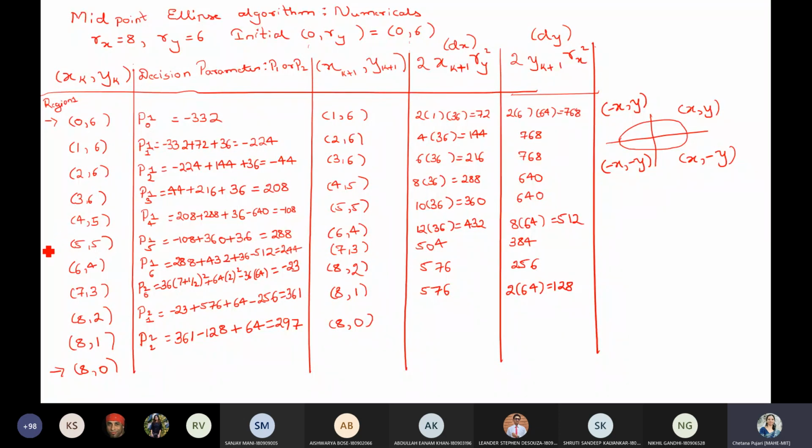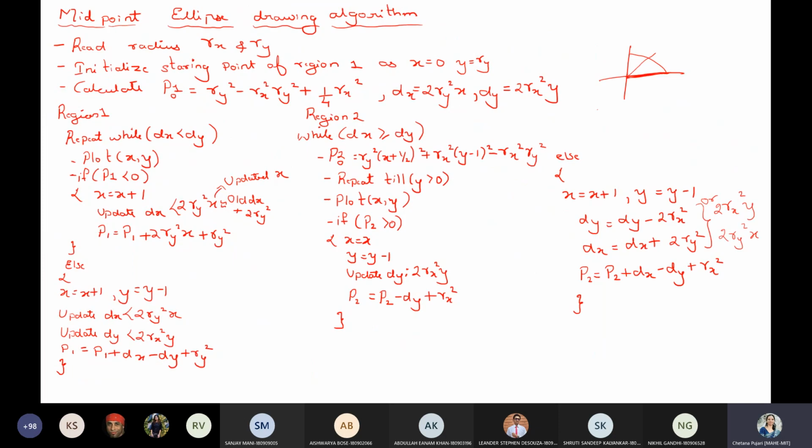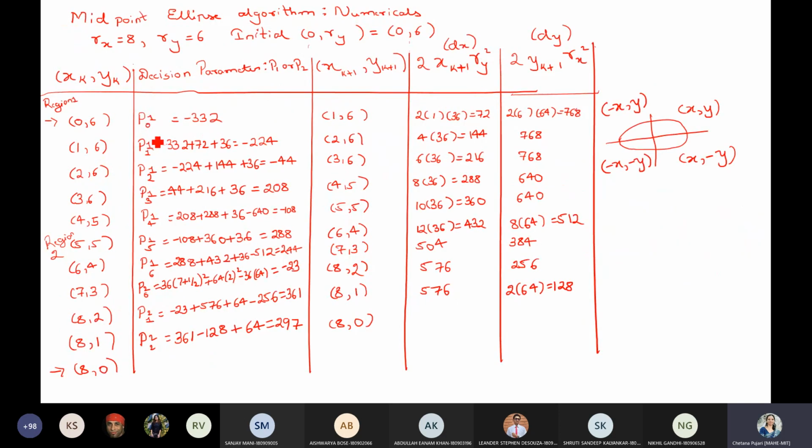Okay, so this is where your region 2 starts. I have written for region 1. This is region 2. So first we'll have 0 and 6, so the initial value is given. What's the next step? Once you have 0 and 6, you are going to plot 0 and 6. Next, you are going to check your P1, right? So for that, you need to calculate P0.